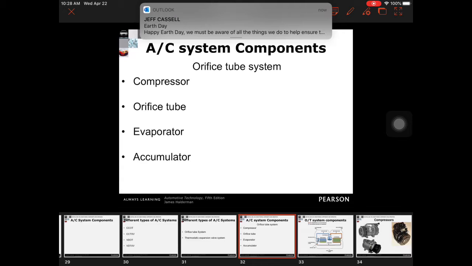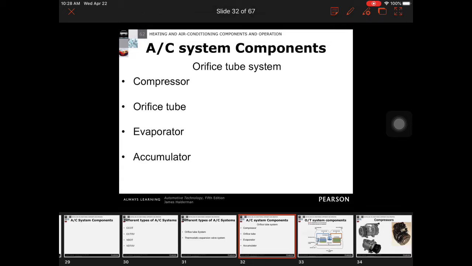So inside of an AC system, we're going to have a couple main components. We're going to have the compressor, an orifice tube, the evaporator, and an accumulator, okay? Today we are going to talk about how the system is split, and we'll talk about the compressor and the orifice tube.